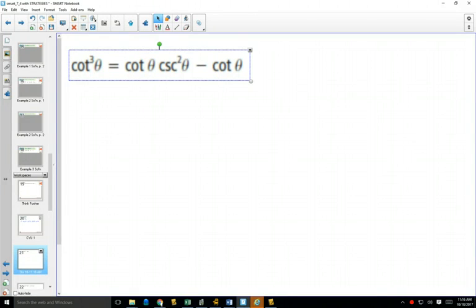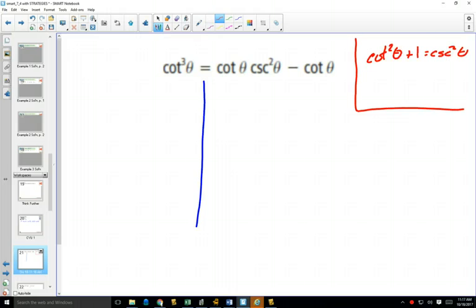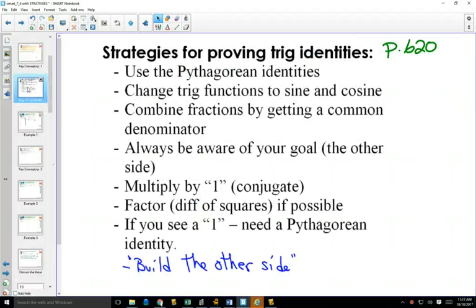So, in proof number 2, this is a proof where recognizing there's a relationship between cosecant and cotangent, because we know this formula, and I'll put it off to the side here. We know that cotangent squared theta plus 1 equals cosecant squared theta. So if I go back to my strategies, this one is a key one where I want you to think about the fact, when I say on here, always be aware of your goal, be aware of the other side. That's going to help you do this one quicker. Seeing that both sides are cotangent and cosecant squared should give you a clue that you'll want to use that identity.